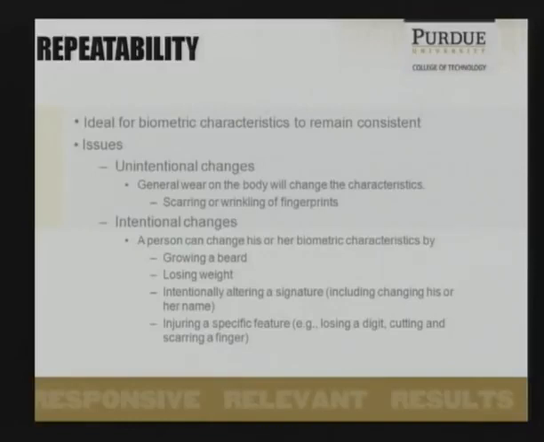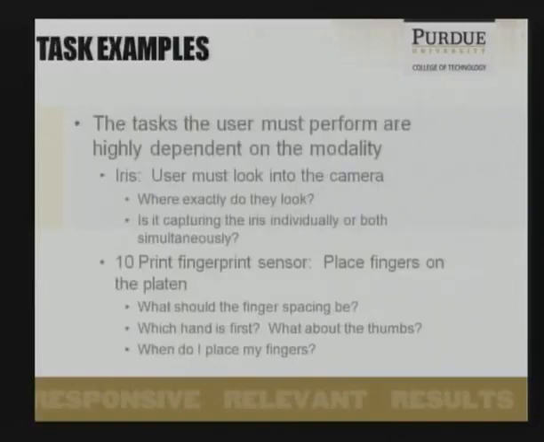Sometimes we change on purpose. I might get a new haircut, I might get a new hairstyle, I might grow a beard, like I said. Sometimes, through no intention of myself, something may happen to me. And then sometimes I have to specifically interact with a device that I might not be used to.